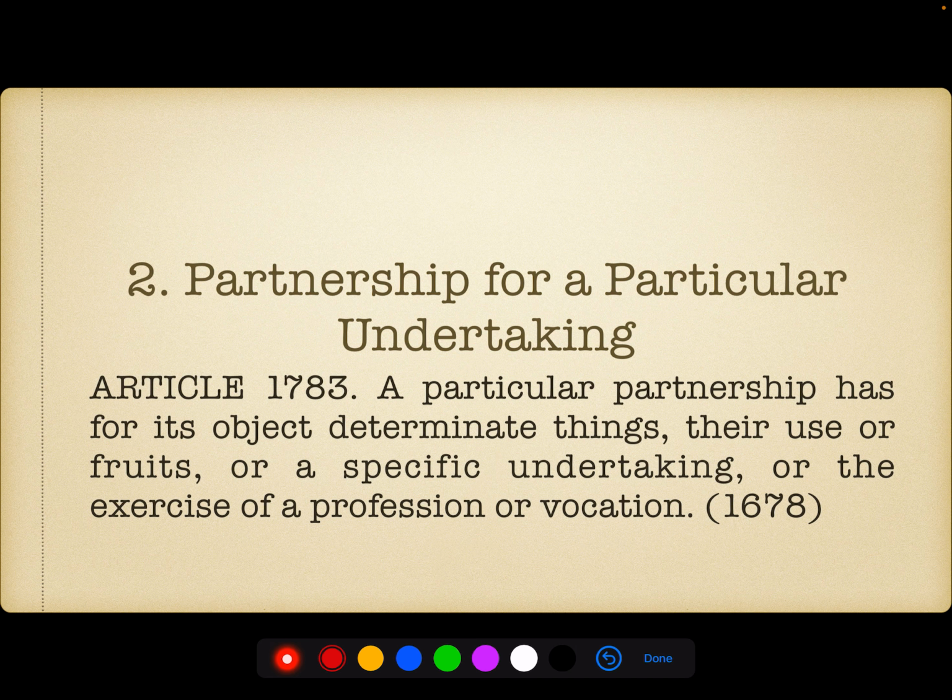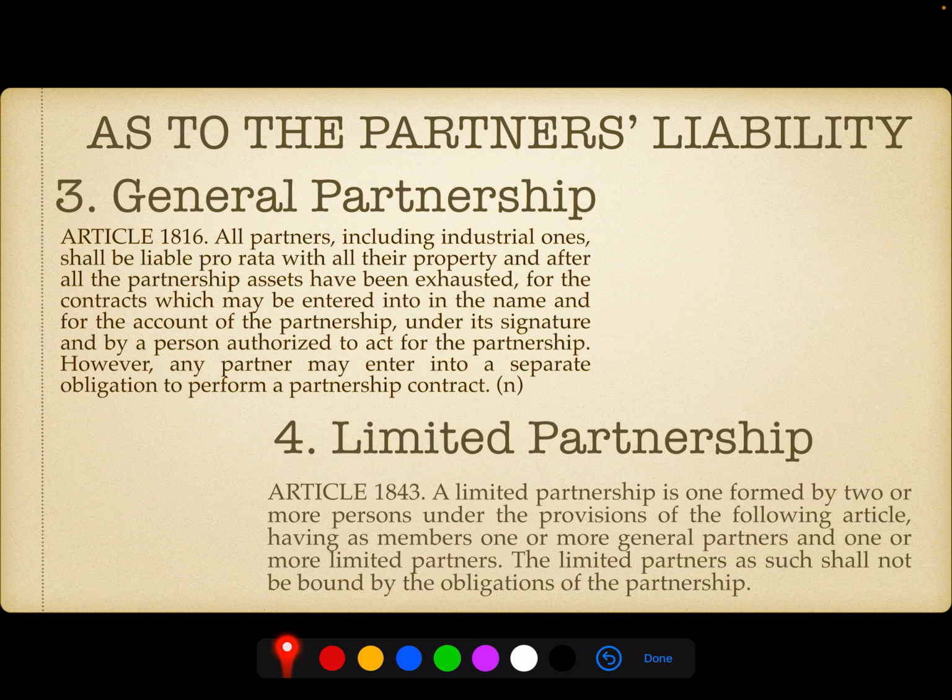So, a partnership for a particular undertaking need not be of a continuing nature. You might want to look into 1767 and here 1783 as already mentioned. It can be for a particular piece of work, a specific undertaking, or a single transaction. Okay. Now as to the partners' liability, there are two, a general partnership and a limited partnership, covered by Article 1816 for general partnerships and Article 1843 for limited partnerships.